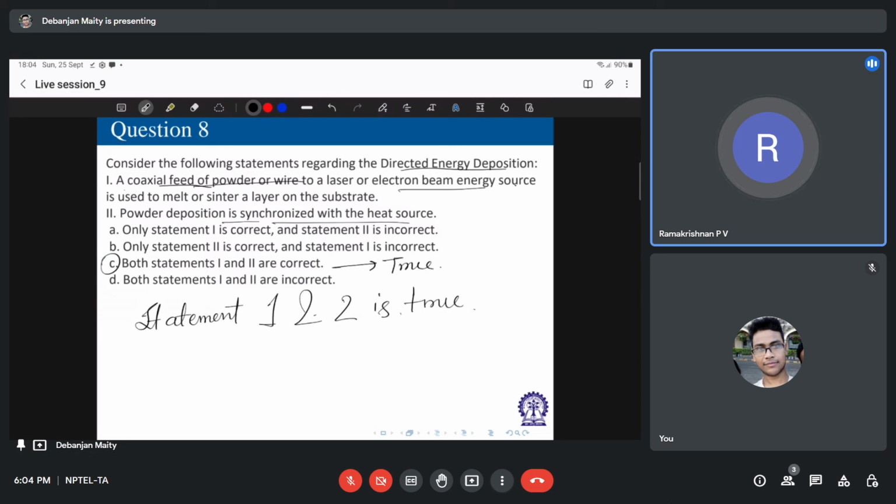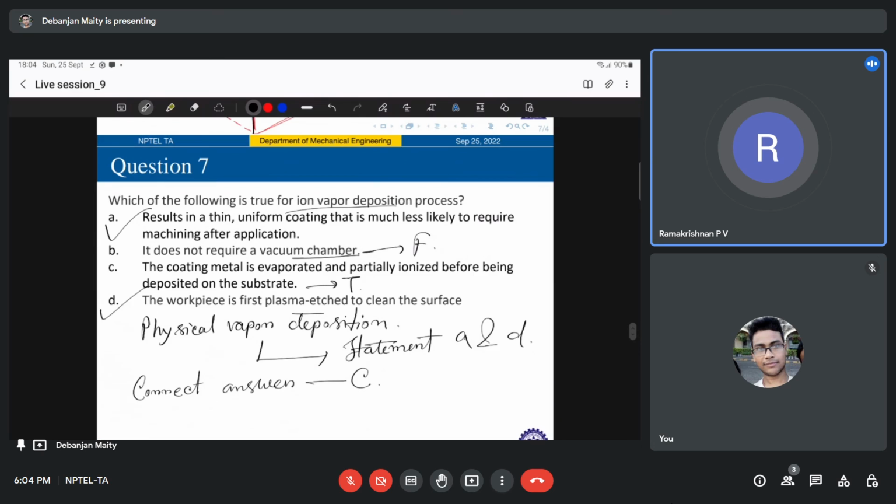Sir, I just have a doubt on the previous question. On the thin layer, how can we differentiate the layers? I understood that plasma etching is done for PVD. And what about the thin uniform coating? What would happen in ion vapor deposition, sir? What is the characteristic of the coating thickness, and why is A not correct for ion vapor deposition, sir?